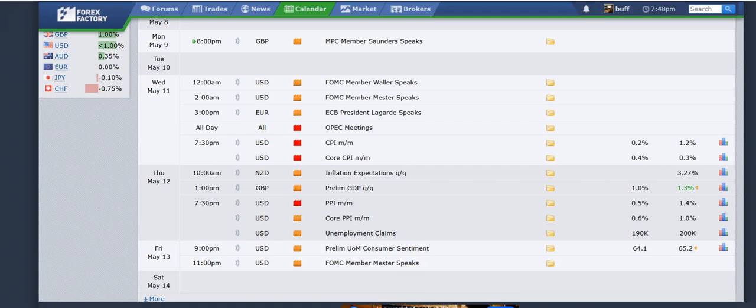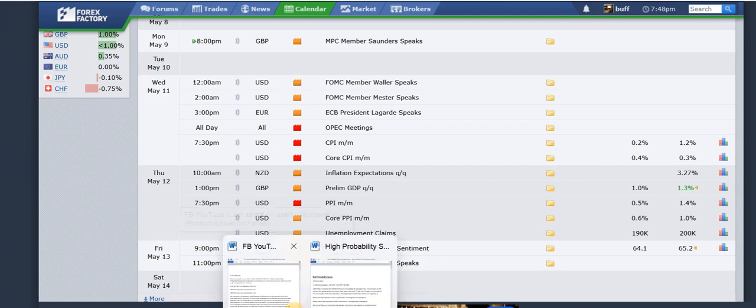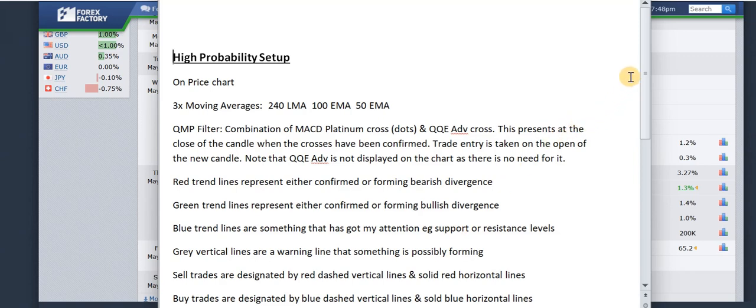Let's have a look at the setup. Now, high probability, there it is. Now, have a look at this Word document. Most of you have seen my charts before. You've been following me for a while. You've read my books, etc. You know what they are. But this is for people that are not sure or wondering what the settings are.